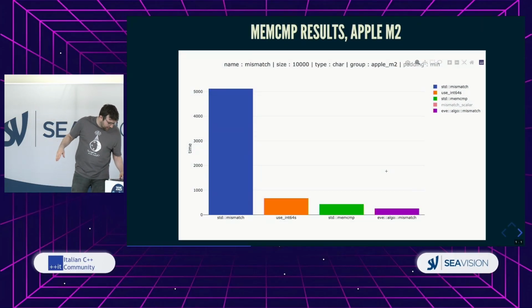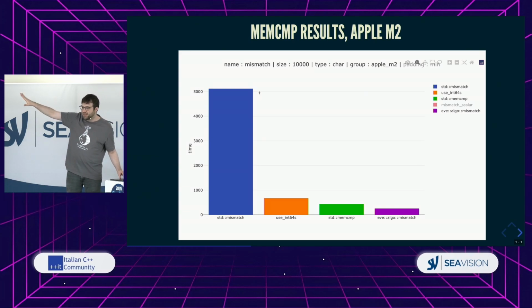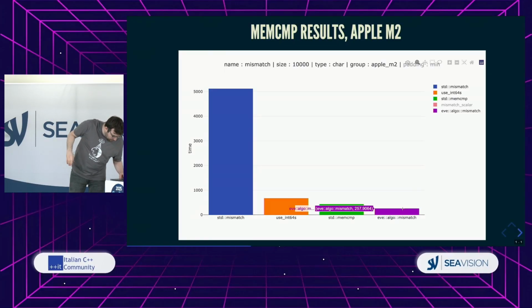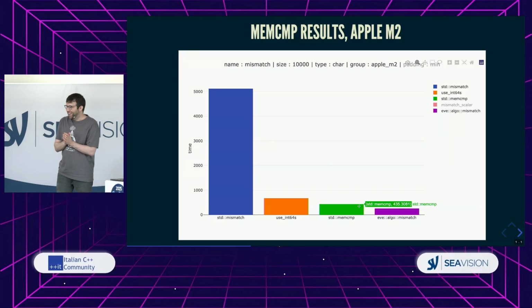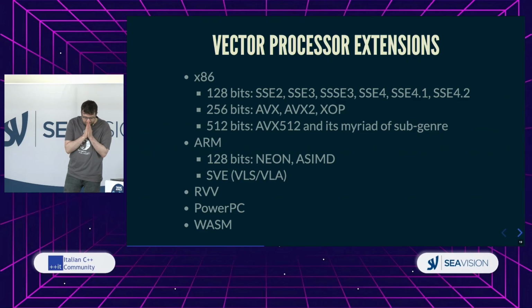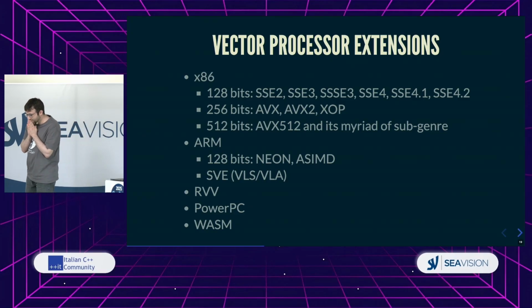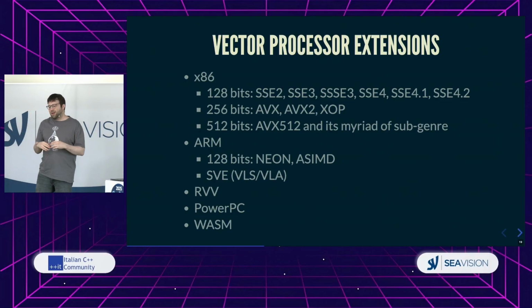This is Apple. As you can see, std mismatch on Apple is really bad. That's because the optimization by Nicolas has not yet made it there, at least when I measured it. And we can also see that EVE mismatch is better than std memcmp here, which makes me really proud. On my machines, this is 32 times faster, but on Apple there's different performance.